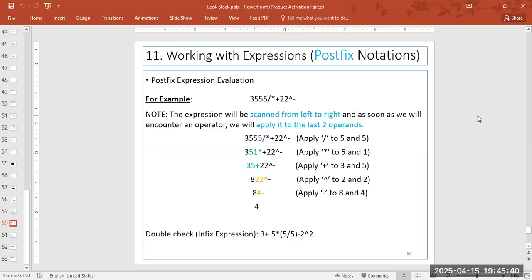Push 3, push 5, stack 3 5 5. Pop 5, pop 5. Calc 5 5 plus 1. Push 1, stack 3 1. Pop 1, pop 3. Calc 3 1 equals 3. Push 3, stack 3. This seems wrong compared to the slide example.